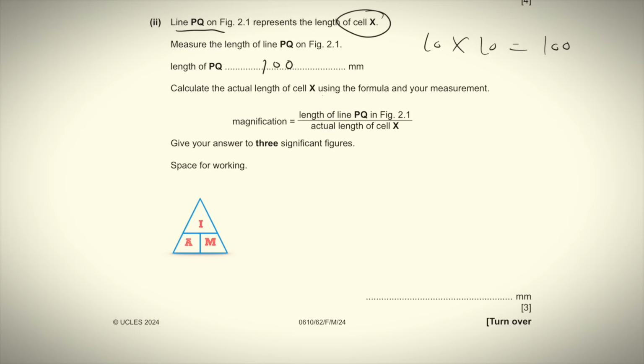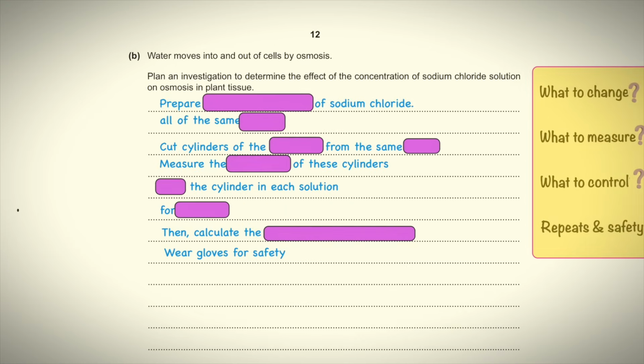So again, the image was 100, right? The magnification was 340. So again, I'm going to say 100 divided by 340. This should give you nearly 0.3, okay? So that's the actual length I have there on that scale on the diagram, right? So it's 0.3. Final part, it's about osmosis here.